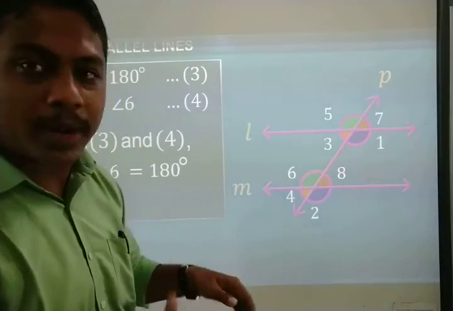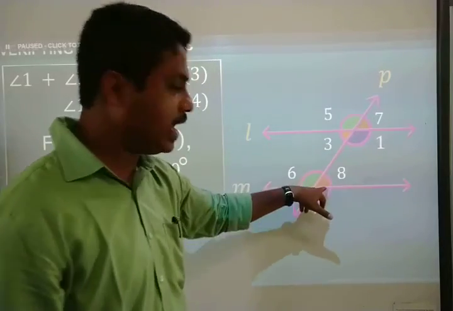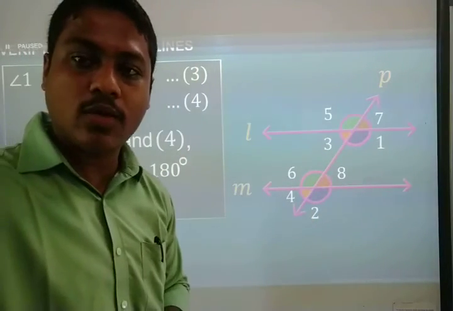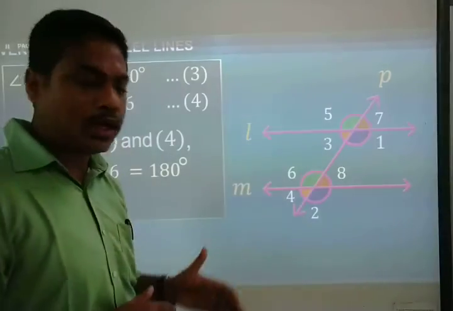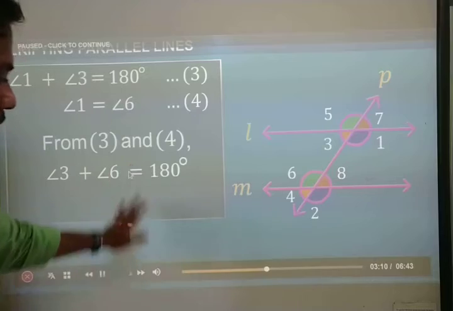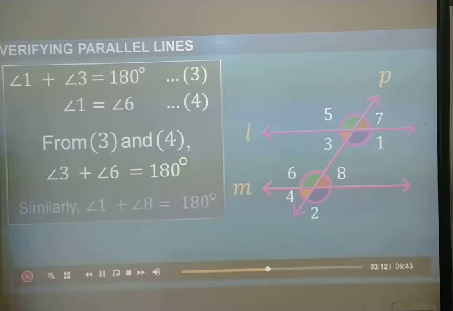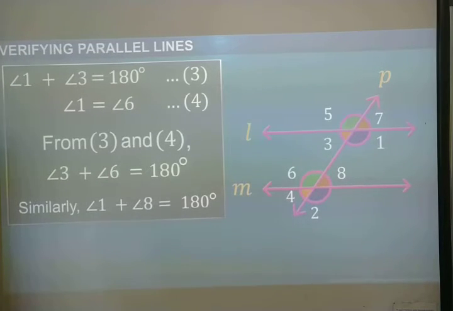Similarly, there are some more pairs. Angle 1 plus angle 8, if you do that, then also you will get 180 degrees. So this is how we have to do the addition of the angles. Similarly, the sum of angles 1 and 8 equals 180 degrees.